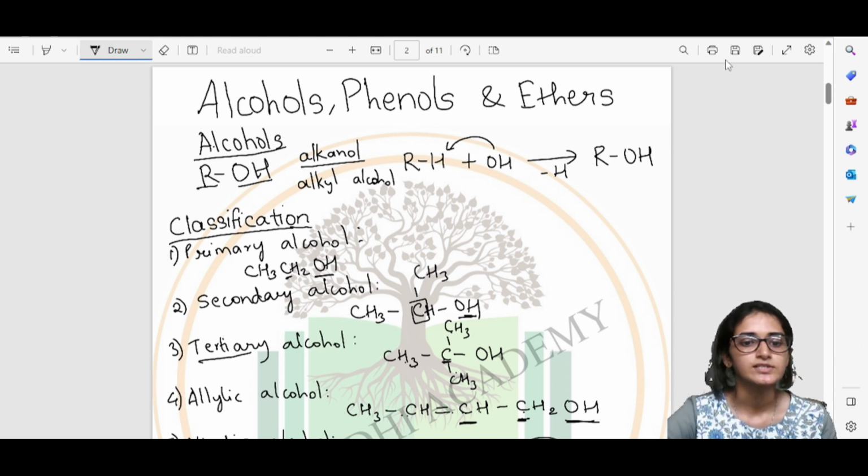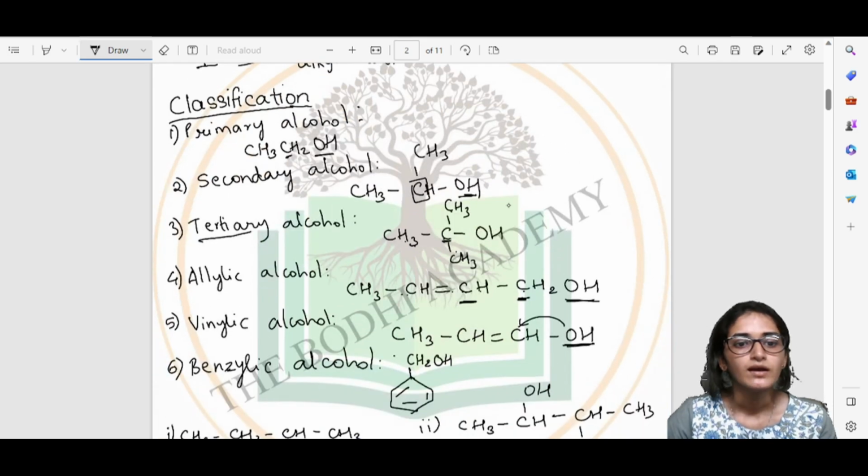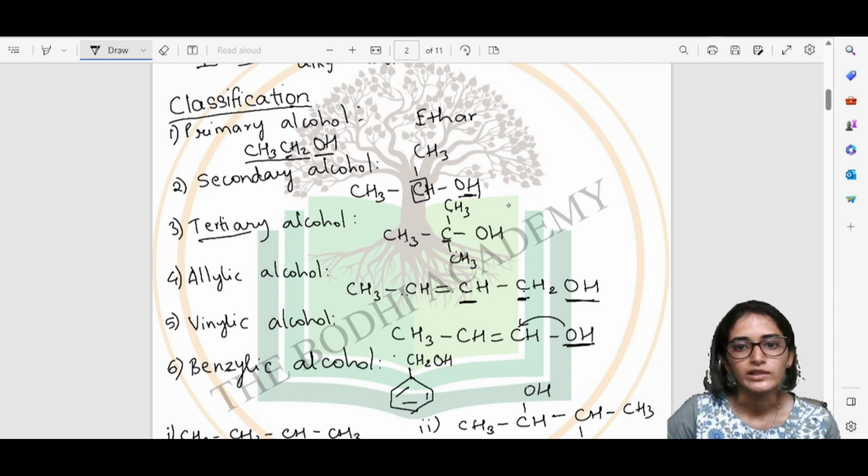So let us take the first example here, that is primary alcohol. Here we have taken an alkyl group having 2 carbons, and for that we call it ethane. Now what should the name be? The name should end with -ol, that is the suffix of alcohol, and it will start with the alkyl group. So the name will be, now this is ethane, so according to IUPAC, the name will be ethanol.